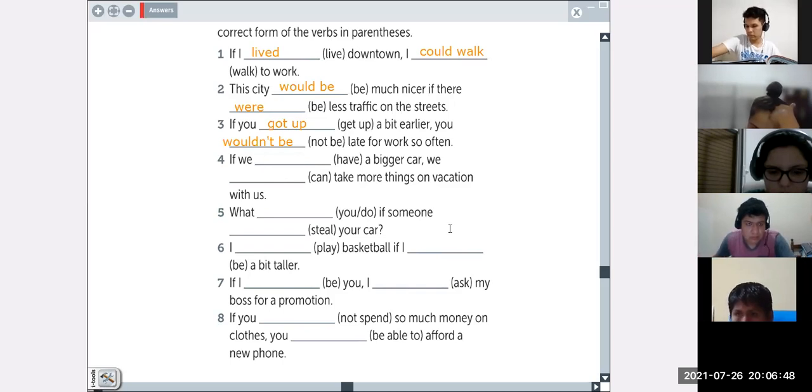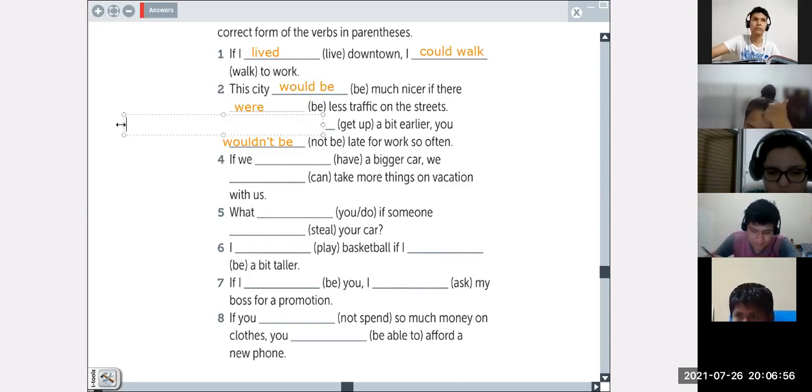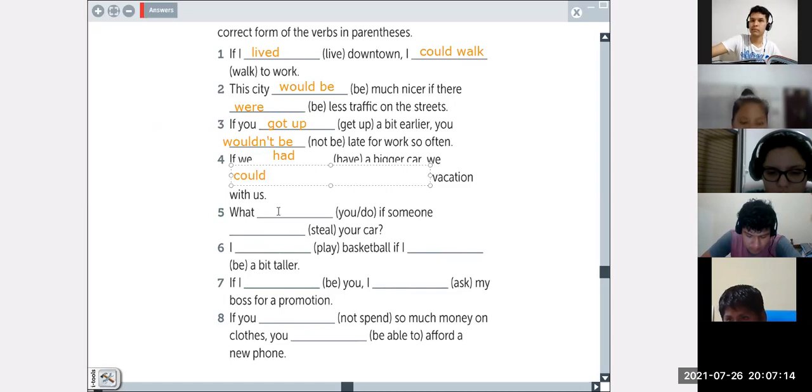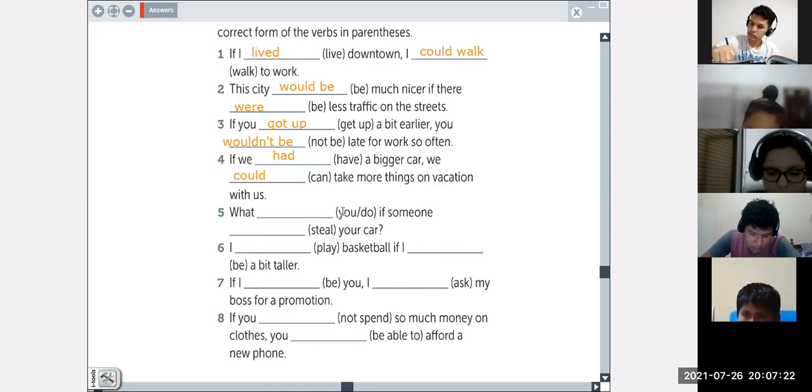Alison, number 4. If we had a bigger car, we could, couldn't, could. We could take, porque aquí ya tenemos el verbo, ¿cierto? Entonces no necesitamos poner otro verbo. We could take more things on vacation with us. Very good. Negrete, number 5, please.